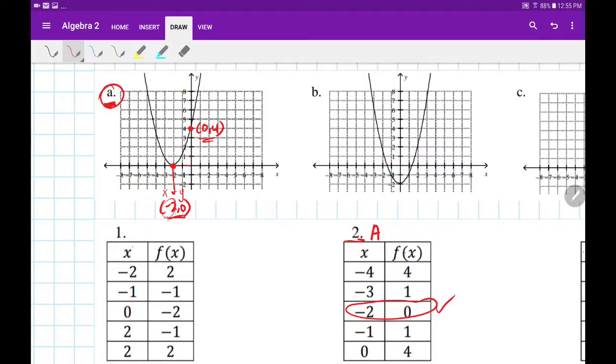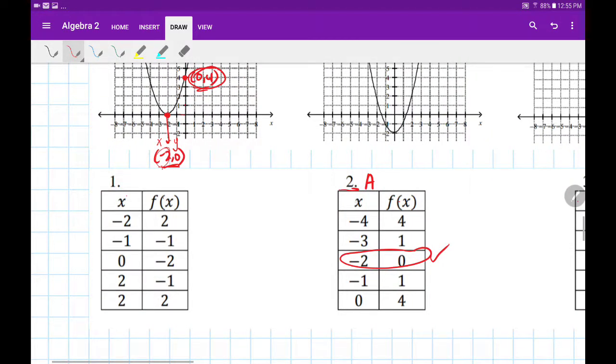Let's just double check, to be extra careful. Does our table also give us this point, (0, 4)? Well, when x is 0, that's right here, our y value is indeed 4. So we are correct.